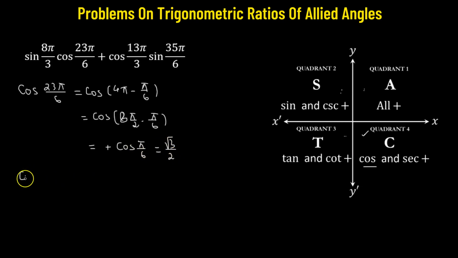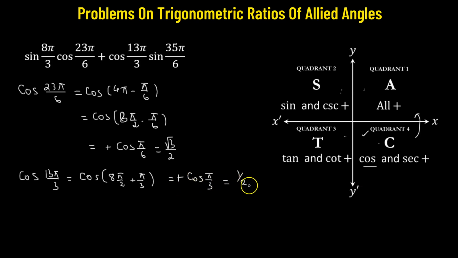Moving on to the next one, we have cosine of 13 pi over 3. This can be also expressed as cosine of 8 pi over 2 plus pi over 3, which gives us the value cosine of pi over 3. Now 8 pi over 2, we are in the fourth quadrant, but we are adding pi over 3 to it. So addition takes it to the first quadrant, but luckily all trig functions are positive in the first quadrant. So we have positive cosine pi over 3, which gives us a value 1/2.